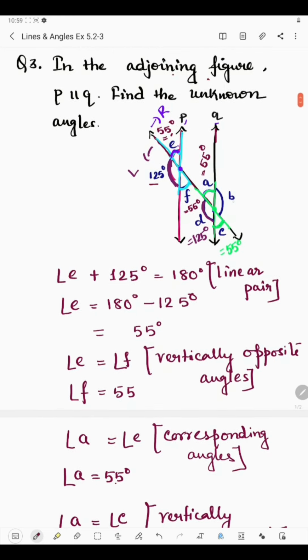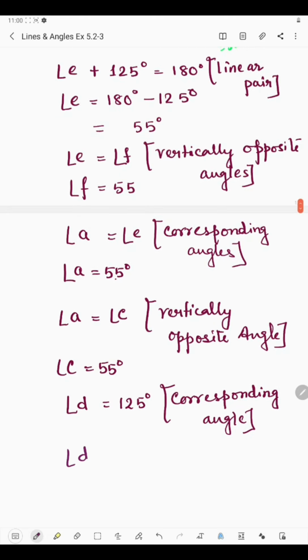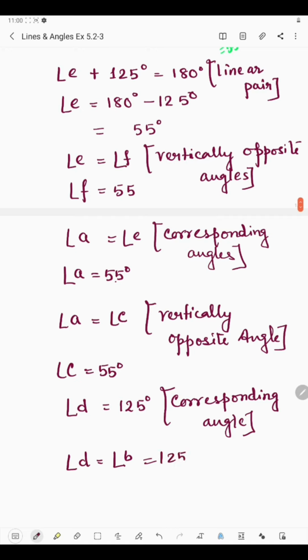Now angle B is left. Here we can see that these two are intersecting lines. So if this is 125 degrees, angle B also will be 125 degrees, as these are vertically opposite. Angle B is in front of angle D, so these two will be equal, as these are intersecting lines. So we'll write angle D is equal to angle B, which is 125 degrees, as these are vertically opposite angles.